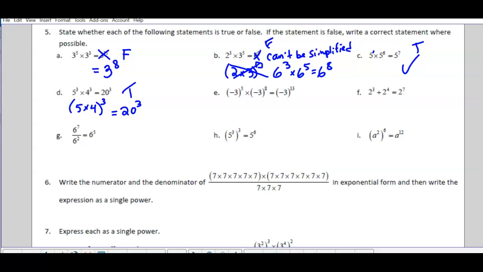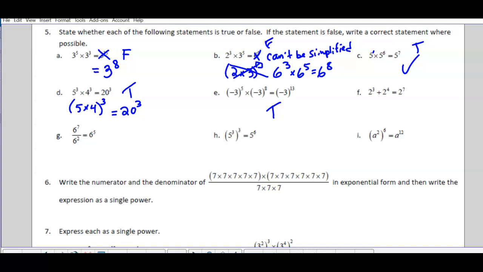What about E? Thumbs up, thumbs down. Anyone? You all have thumbs? Thumbs up. Good, thank you. Thumbs up. 5 plus 8 is 13. So that's true.